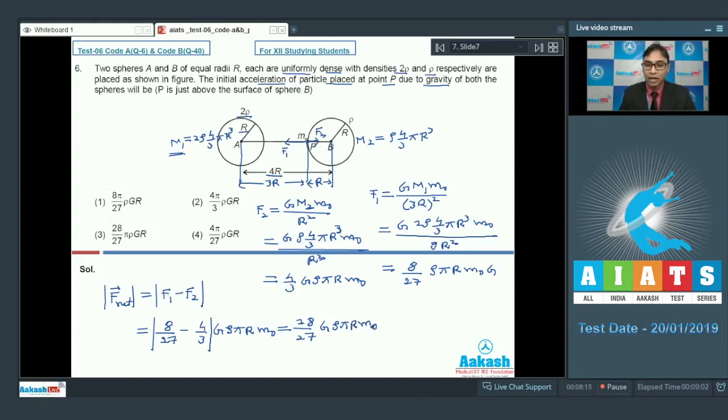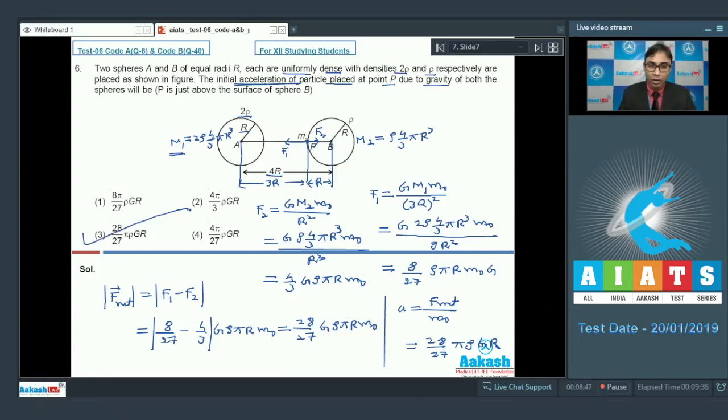So this is our net force, but we have to calculate the acceleration. We know that the acceleration will be equal to the net force divided by the mass of the particle. When you divide, you will get 28 by 27 pi rho g r. So we can say that option number 3 will be the correct choice.